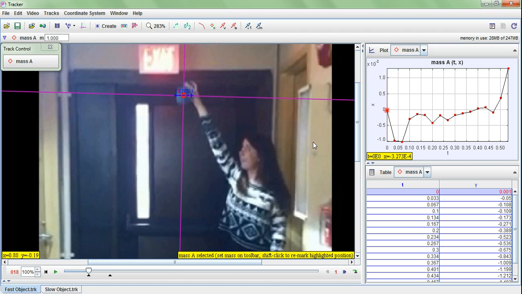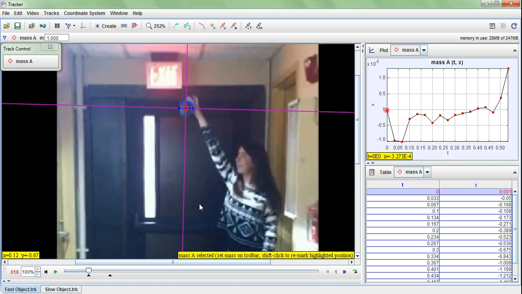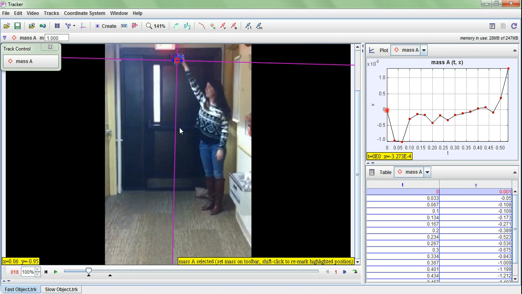I chose the start time of my ball to be right after it was dropped. You can see that it has left my hand at this point. The choice of origin, I chose to be the center of the ball in the first frame, and then I chose the axis to be along the path of motion of the ball, as determined by the end point where I chose to end my video.